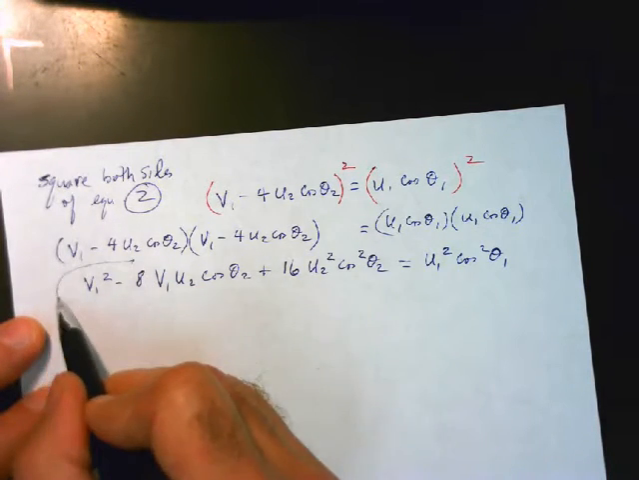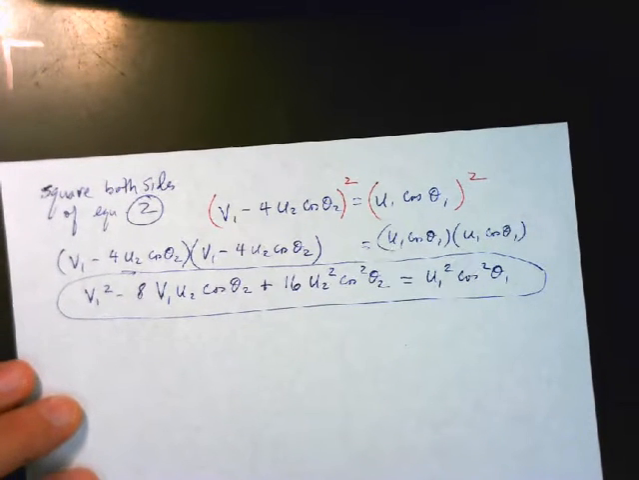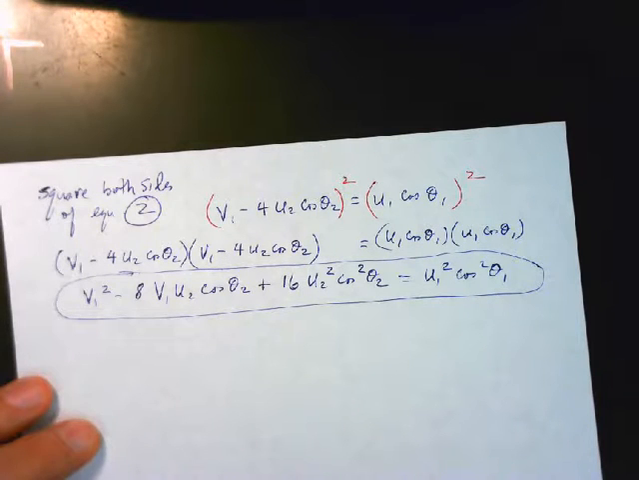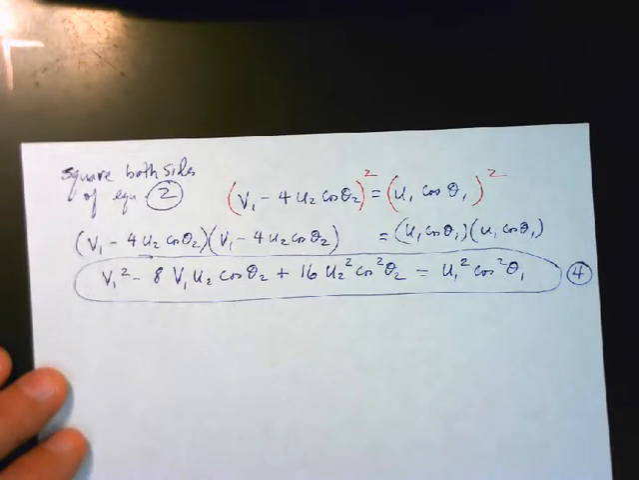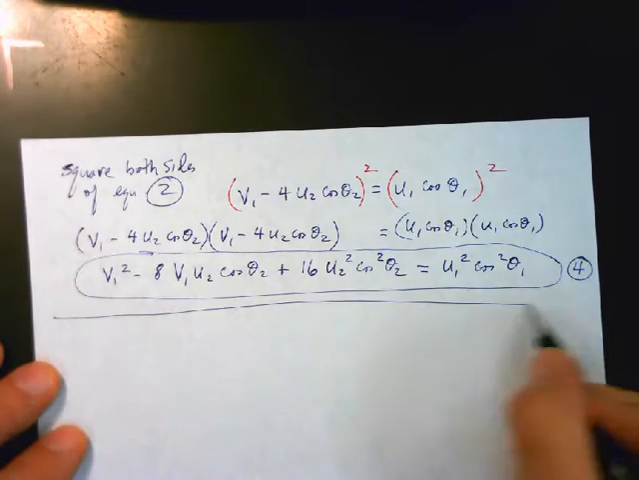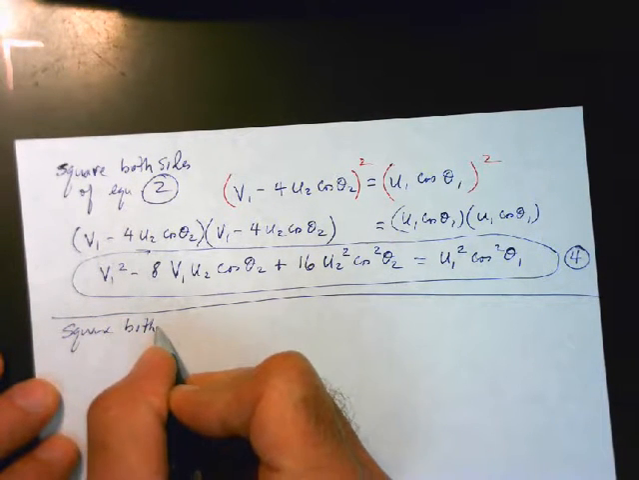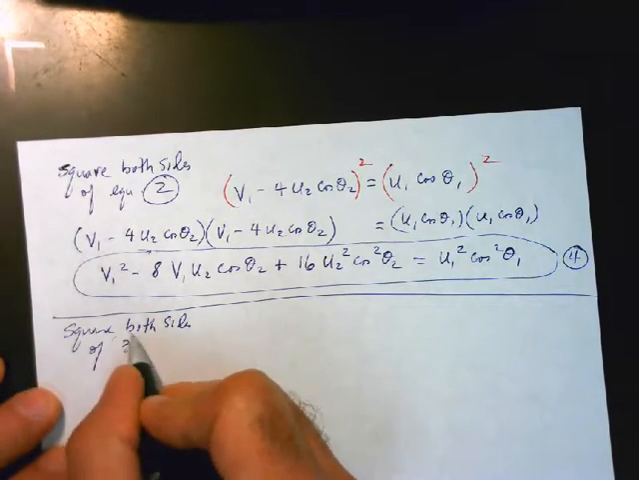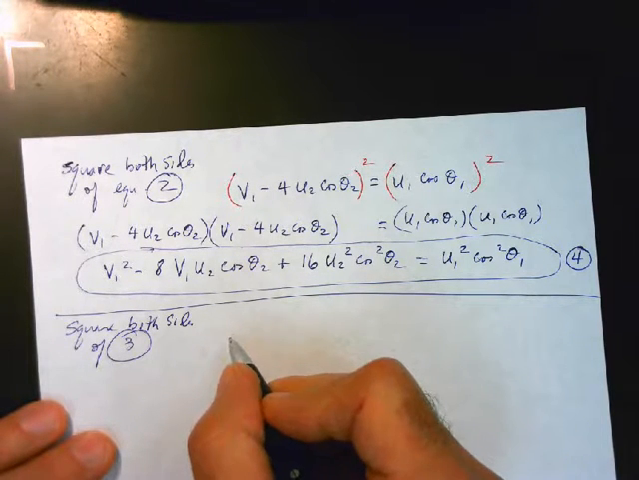Alrighty. See all the little algebra headaches we have for this. All I did was square both sides of equation 2, I should say. We can call this number 4 if you want. Number 4. Now let's square both sides of equation 3. Looking back at equation 3, I'll just write it again.